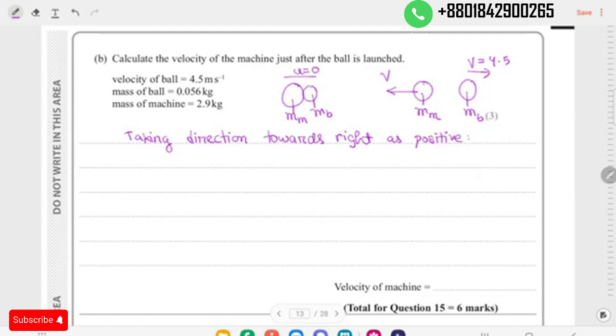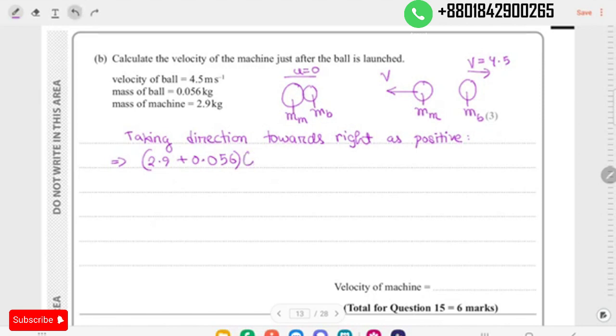So in that case, taking direction towards right as positive. Over here, the initial momentum, obviously the momentum before collision, was 0. So we'll just write 0 over here. Or you can break it down in detail: the mass of that machine was 2.9 plus 0.056, as both have the combined velocity.